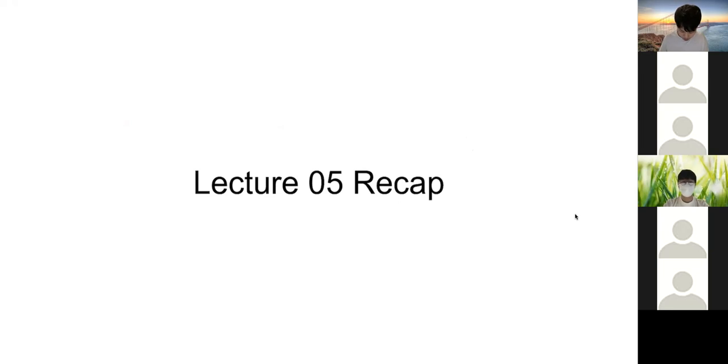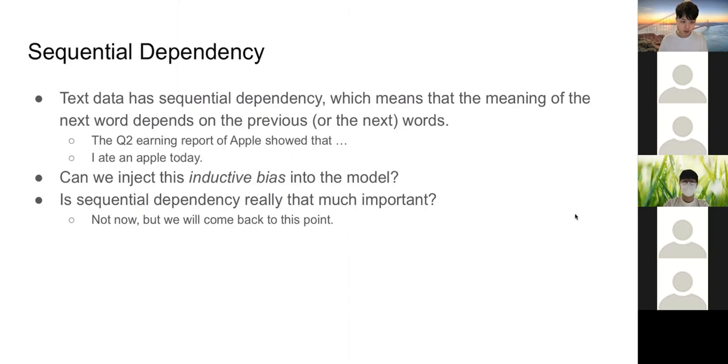Okay, so let's do a quick recap of lecture five. So we started with why RNNs are needed on top of MLP, multi-layer perceptron. And the most important fact is that the text data has sequential dependency. For instance, the word apple could have different meanings depending on its context. And context could be either words coming before or after. But even if you're just looking at the words before, you can usually guess what the meaning is when it's an ambiguous word. Here, apple could mean the company Apple or the fruit apple. And the Q2 earnings report of Apple probably indicates that this is the company Apple. Whereas if you say I ate an apple, then probably it's a fruit. So the fact is that the meaning of a word can be very different depending on its context. So there is a sequential dependency.